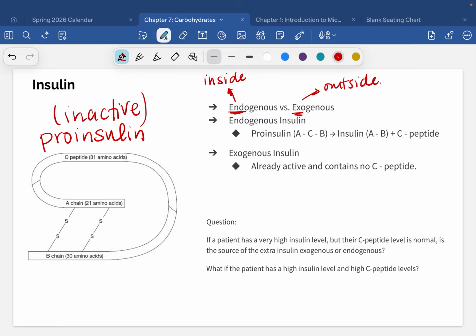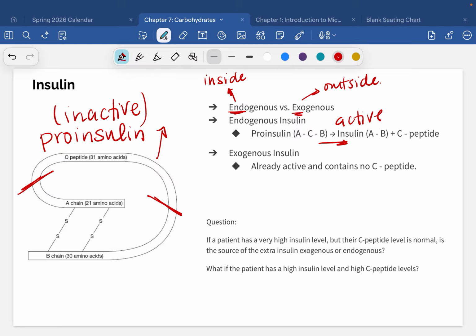And this proinsulin has 3 pieces. It has an A chain, a B chain, and a C chain. However, when insulin becomes active within the body, that's what this is, real insulin or active insulin, it basically has this C chain cut out. So there's 2 cuts made, and that's what makes it active. It cuts out that C chain of the protein, it alters the shape a little bit, and then that insulin becomes active. So the removal of that C peptide is what makes the insulin active.